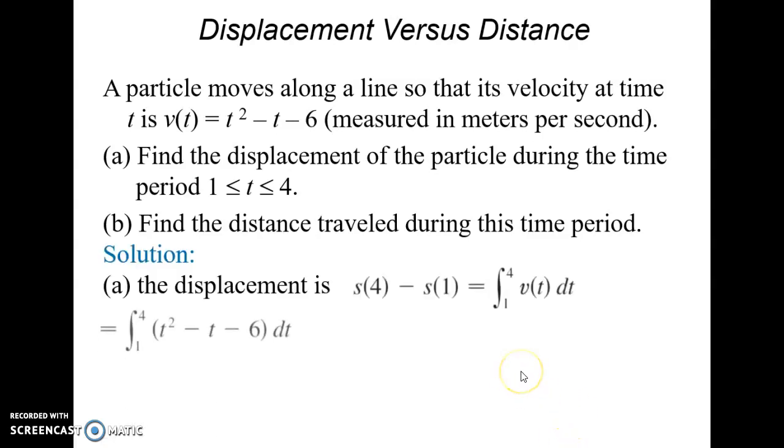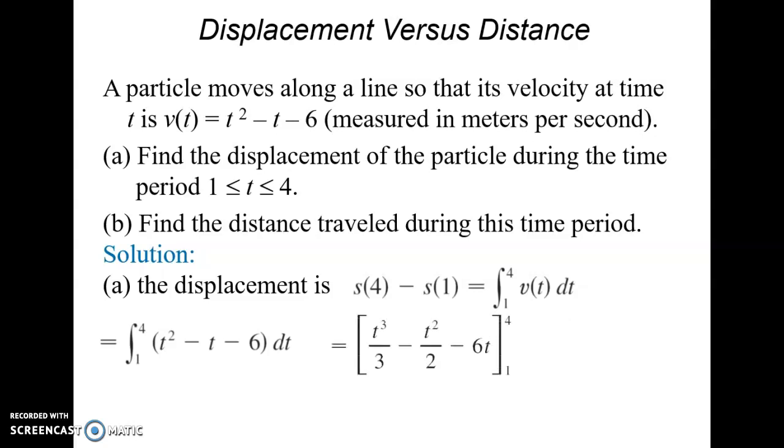We simply find the integral. So the displacement is going to be s at 4 minus s at 1, which is the difference between the position curve at 4 and 1, which is simply the definite integral from 1 to 4 of the velocity curve. Now we can do this pretty nicely using the fundamental theorem of calculus.